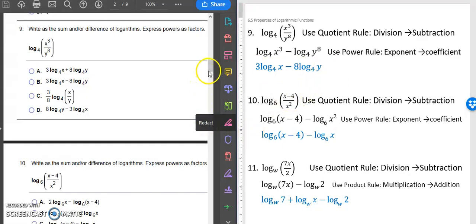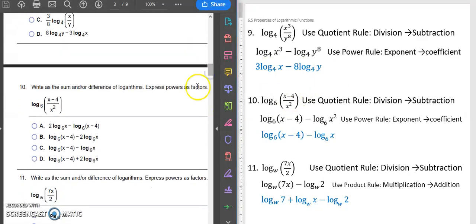Number 10, it says we have log base 6 of x minus 4 over x squared. Again, we'll use the quotient rule to change the division to subtraction. And then from there, we can use the power rule here on this expression on the right. So we'll take this exponent, we'll make it our coefficient, and this will become log base 6 of x minus 4 minus 2 log base 6 of x.